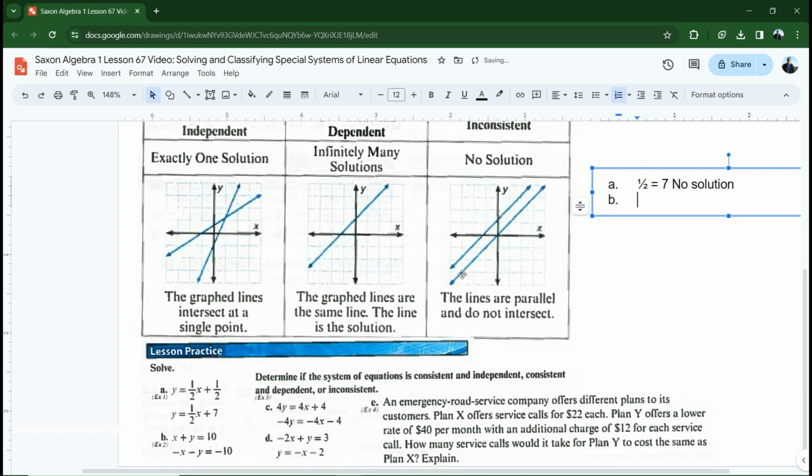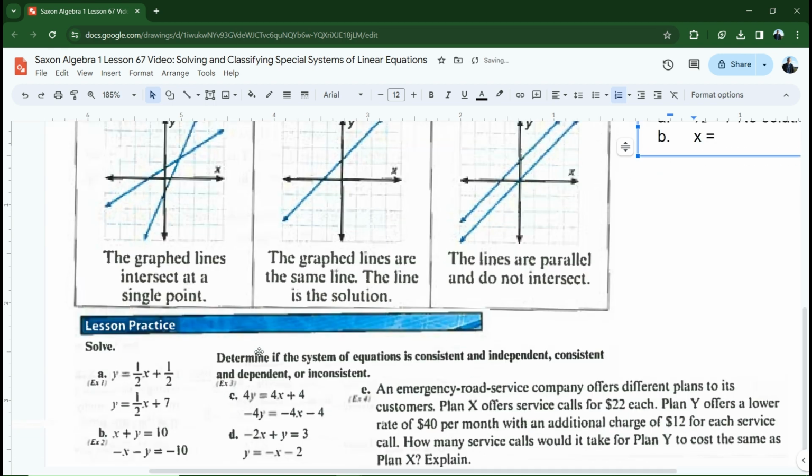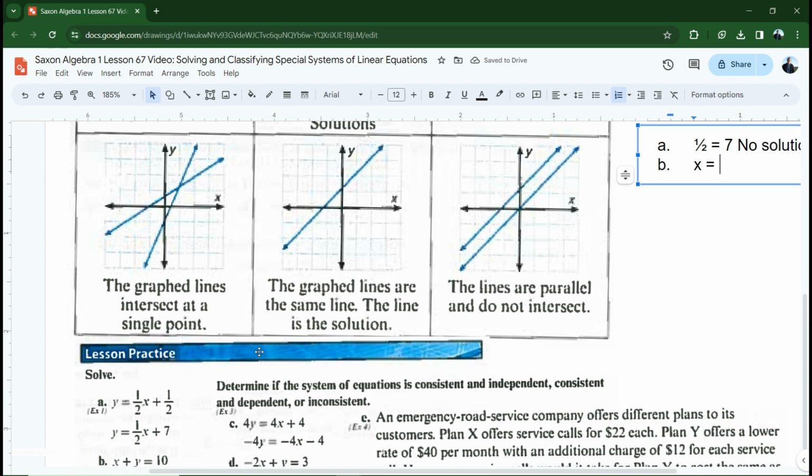All right, letter B. x plus y equals 10. Negative x minus y equals negative 10. Now, there's two ways for me to solve this, substitution or elimination. Boy, if I used elimination with these, I'd eliminate both x and y at the same time. What I would do is maybe use substitution. So I'd first of all subtract y from both sides on the top. x equals 10 minus y, if I subtract y from both sides.